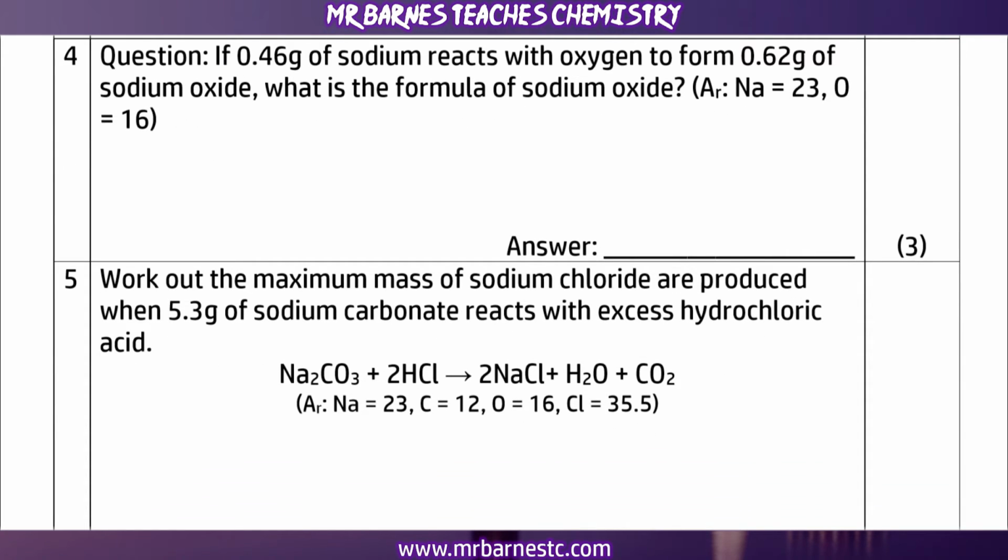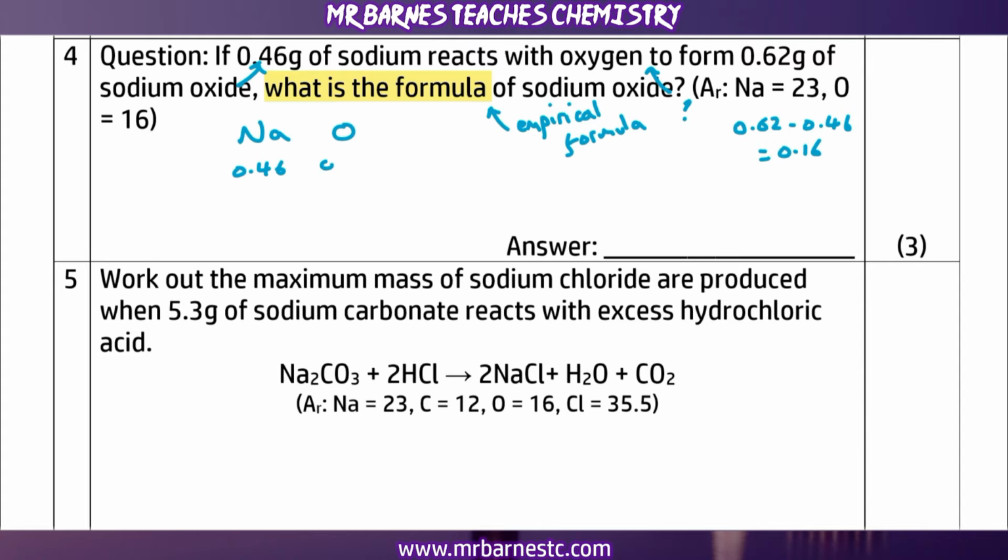Question 4. If 0.46 grams of sodium reacts with oxygen to form 0.62 grams of sodium oxide, what is the formula? So if you see what is the formula, that is empirical formula. So what you do is you put the masses in first, 0.46 grams of sodium. Oxygen, we don't know, but we do know sodium oxide is 0.62. So think conservation of mass, take my sodium away from that, 0.46, and that gives me 0.16. So my mass of oxygen is 0.16. I then divide that by my atomic masses, so 23 for sodium, 16 for oxygen, and that gives me a ratio of 0.2 to 0.1.